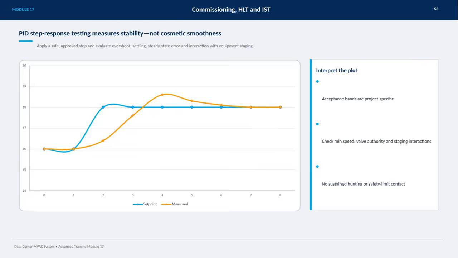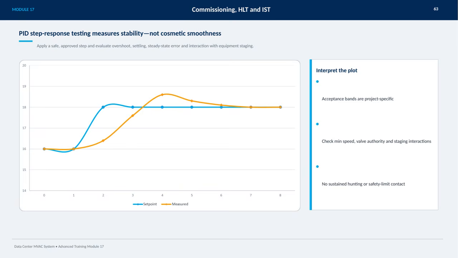On this slide, we're focusing on PID step response testing, which is crucial for assessing system stability rather than just looking for smoothness in the response. When conducting these tests, it's important to apply a safe and approved step input, then carefully evaluate the system's overshoot, settling time, steady-state error, and how it interacts with equipment staging. Interpreting the resulting plot helps us understand system behavior.